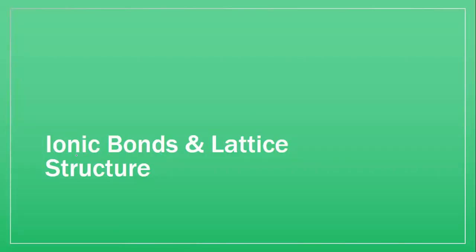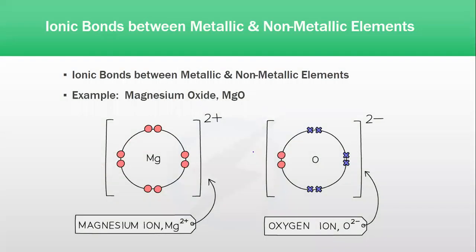Moving on to the next slide, ionic bonds and lattice structure. What is a lattice? Lattice is the name of that cubic structure that is formed by these ionic compounds. For example, sodium chloride lattice. This is the name of the shape or the structure.